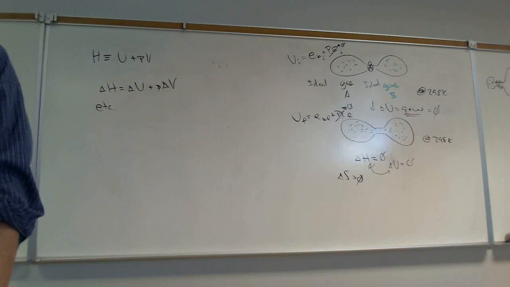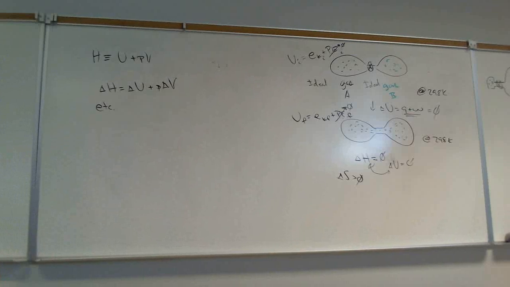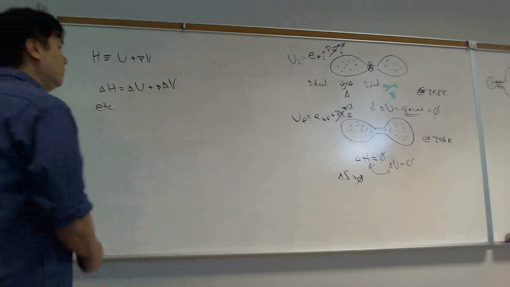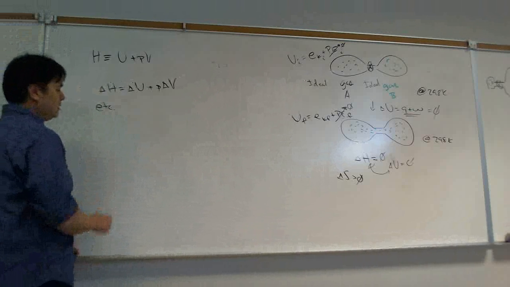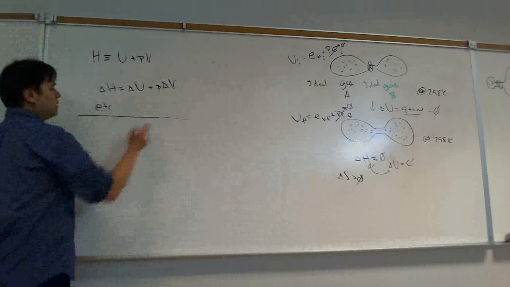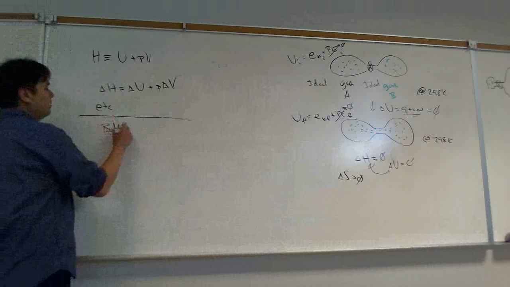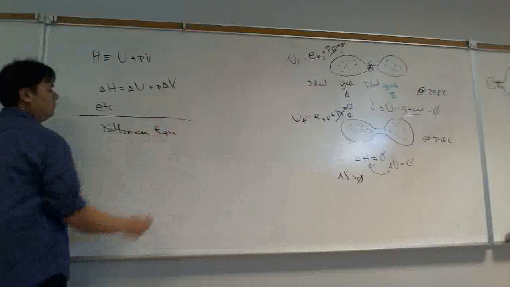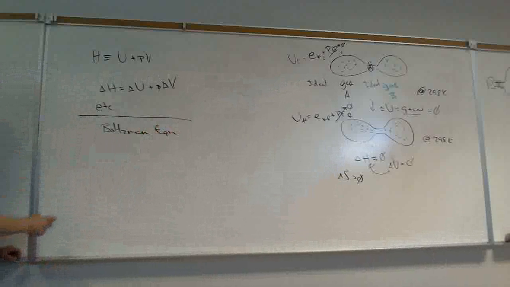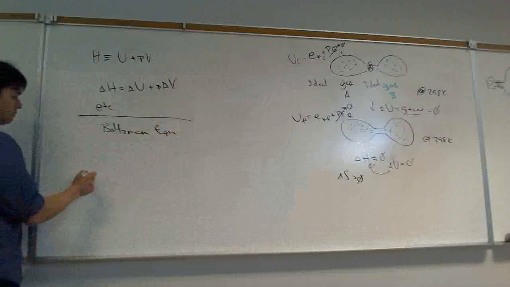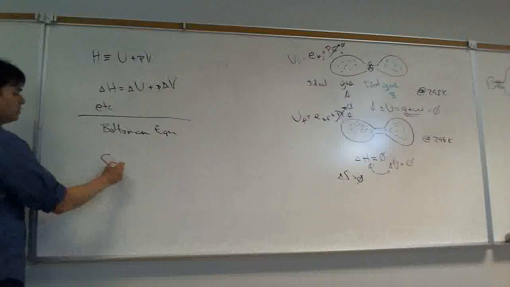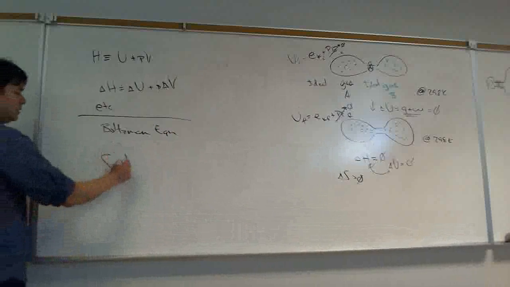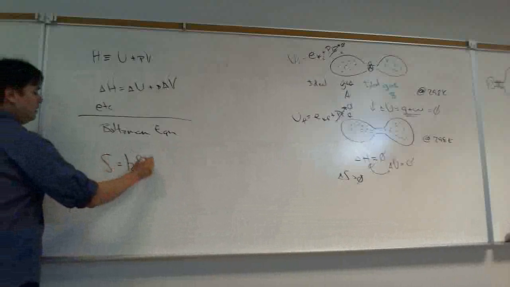And so what about entropy? Entropy is maybe a lot easier to deal with, because if we look at the Boltzmann equation, we'll see that the entropy is just given as this. Entropy is equal to K ln W.